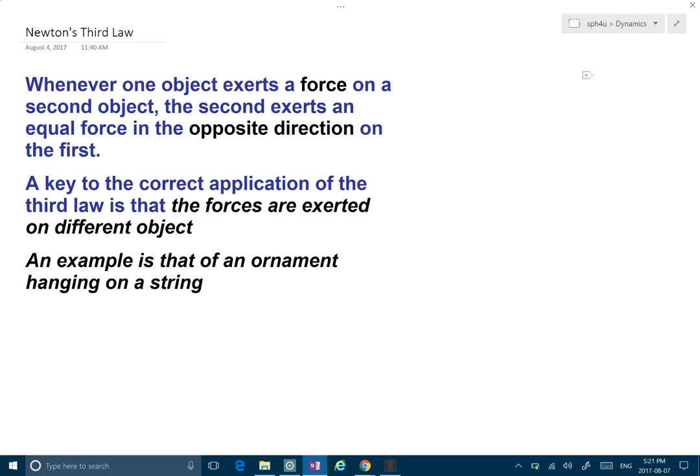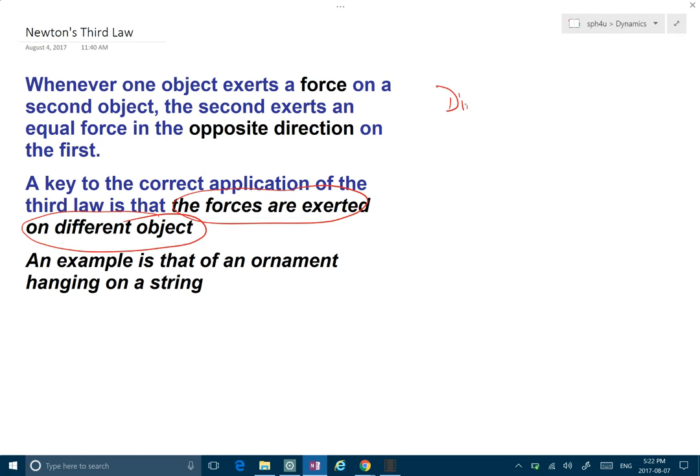action, reaction, force, right? So it's written here: whenever an object exerts a force on a second object, the second one will exert an equal force in opposite direction of the first. All right. Very important, this one. This is something that we have problem with. The forces, the action, the reaction are acting on different objects, right?